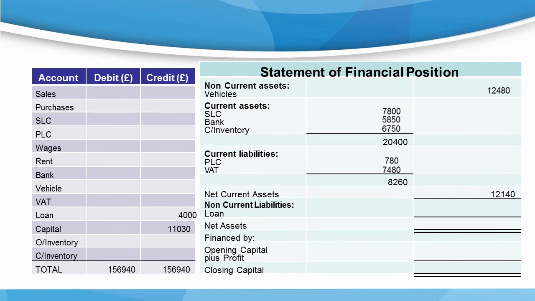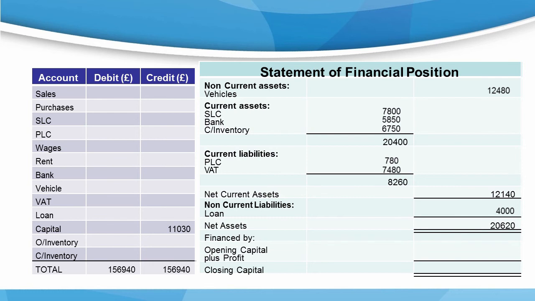Now we enter the non-current liabilities. In our example, we have a loan. Now, to calculate the net assets, we add together the non-current assets and the net current assets and deduct the non-current liabilities. Be careful here to make sure you're adding and deducting the correct amounts.